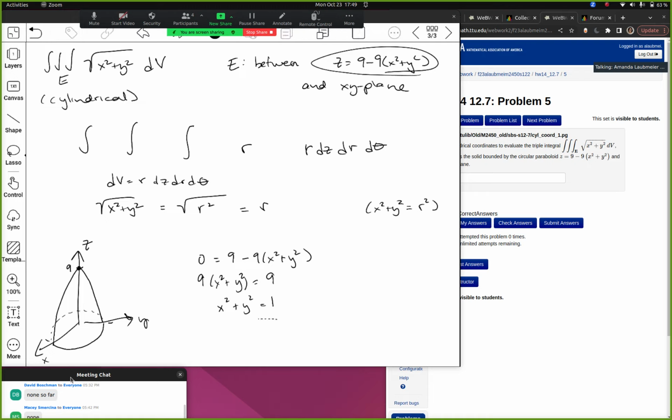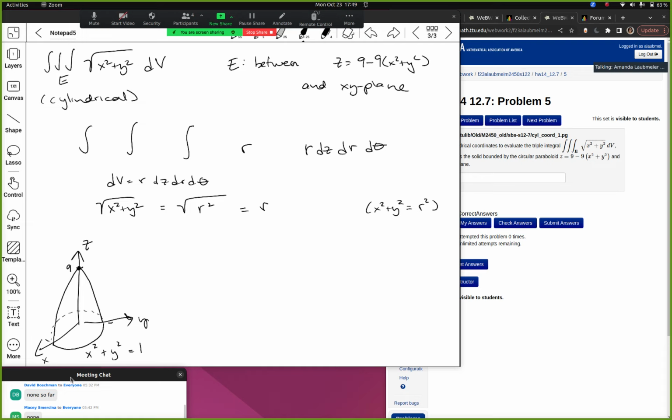I'm going to go ahead and keep this right here. It's important to me that the place where it hits the xy plane is this circle with radius 1. The other thing I'm told is that I end at the xy plane. So that's this part down here where I actually just drew that shape. And it happens to be when z equals 0.